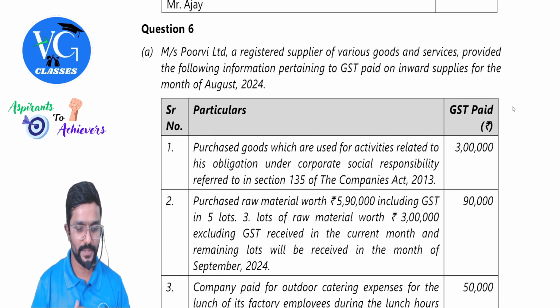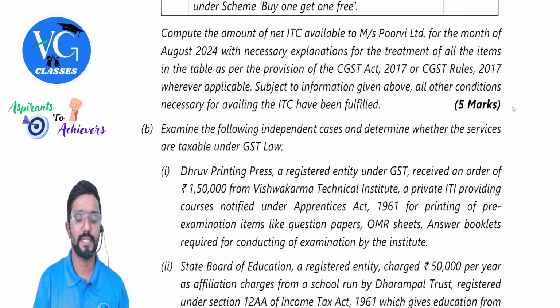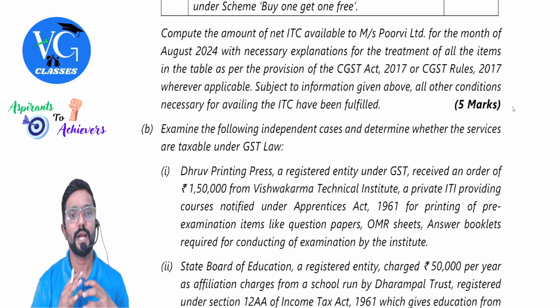Question number 6 is on ITC, I guess. Okay, let us just read it. Requirement: Compute the amount of net ITC available to Purvi Limited for the month of August 2024 with necessary explanation for the treatment of all the items in the table as per the provisions of the CGST Act or CGST rules, wherever applicable. Subject to information given above, all other conditions necessary for availing the ITC have been fulfilled.